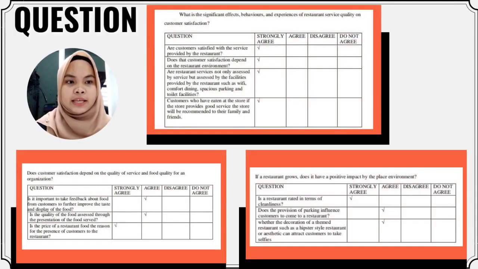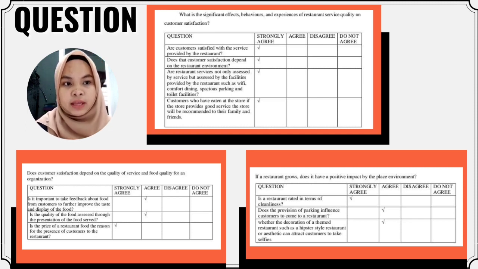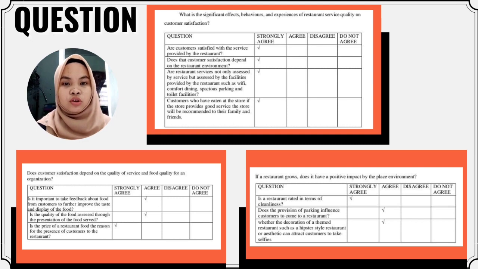Hi, the next part is about the questions that have been asked to the respondents. We have divided the questions into 3 parts, with small questions based on the independent variables our group has studied. For our first independent variable, service quality, we have formed 4 small questions. Next, food quality and restaurant environment each have 3 small questions.